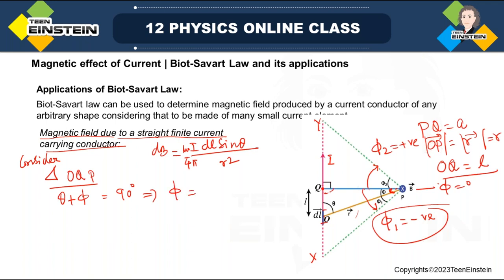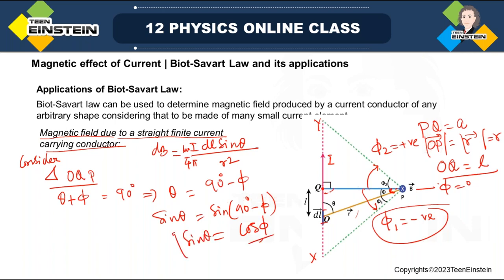This implies that phi will be 90 degrees minus theta, isn't it? 90 minus theta. So from this geometry again, what is cos phi? Let us write what is theta, because we know theta is equal to 90 minus phi. So what is sine theta then? Sine of angle 90 degrees minus phi will be cos phi. So sine theta can be written as sine theta is equal to cos phi.